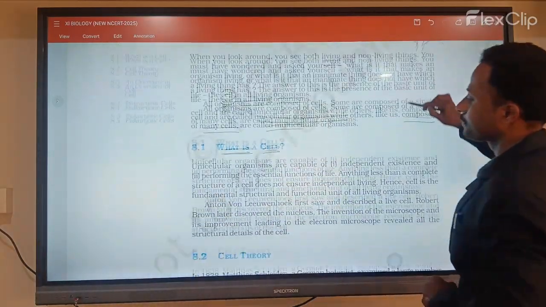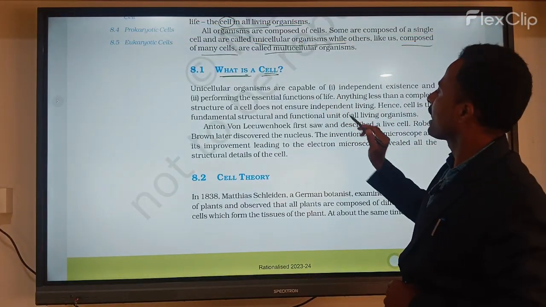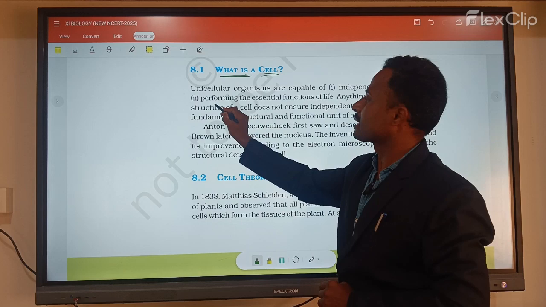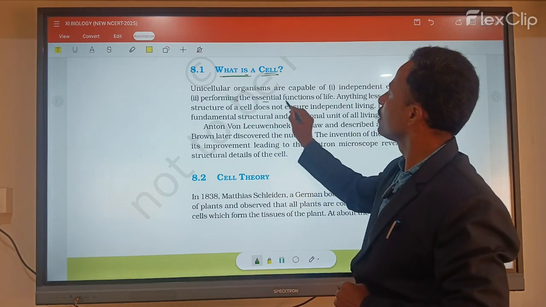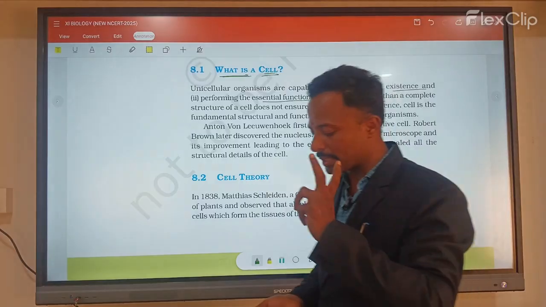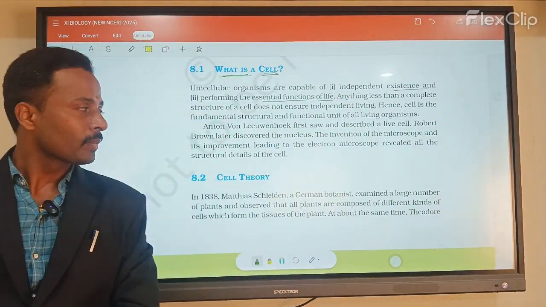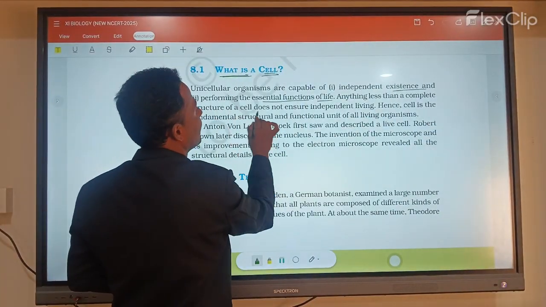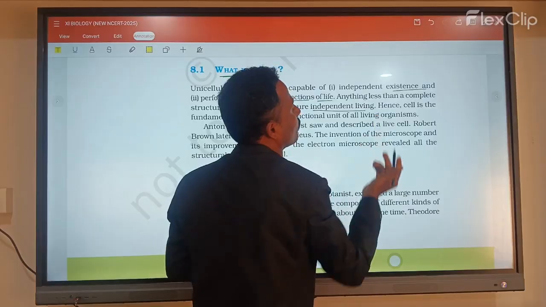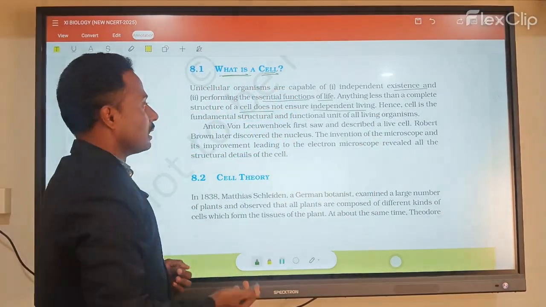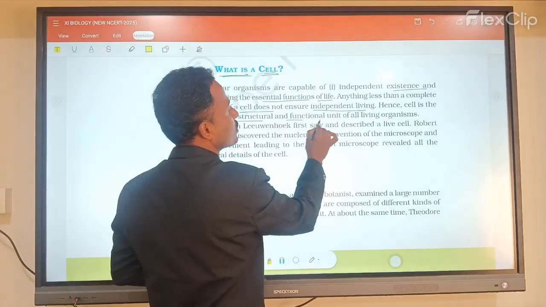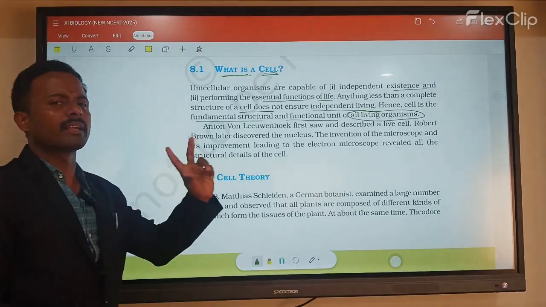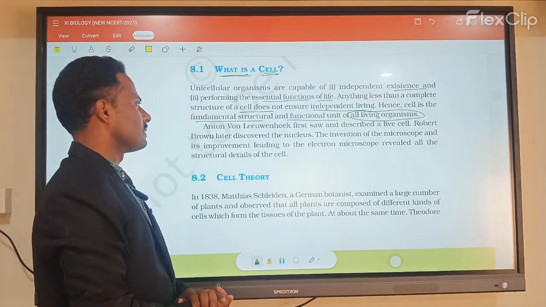Unicellular organisms are capable of, first, independent existence, and second, performing the essential functions of life. These are the major functions of any particular cell. Anything less than the complete structure of the cell does not ensure independent living. Hence, the cell is the fundamental structural and functional unit of all living organisms. Each and every cell is composed of different organelles.